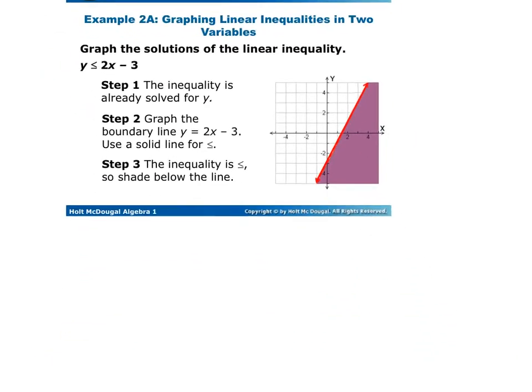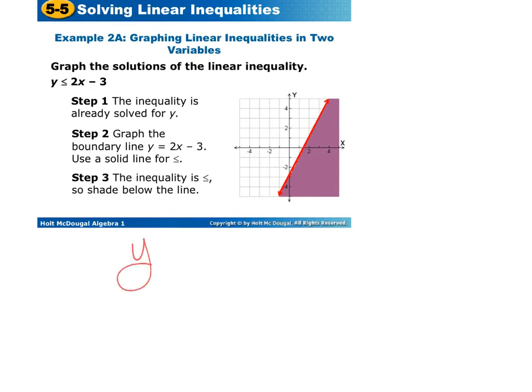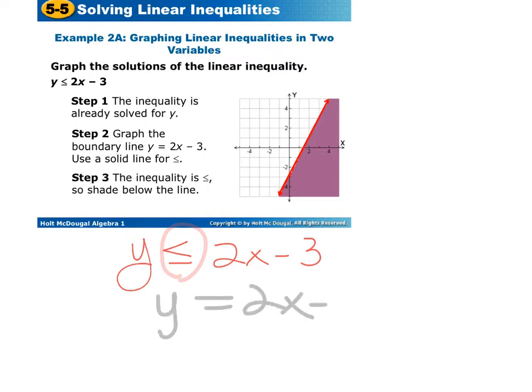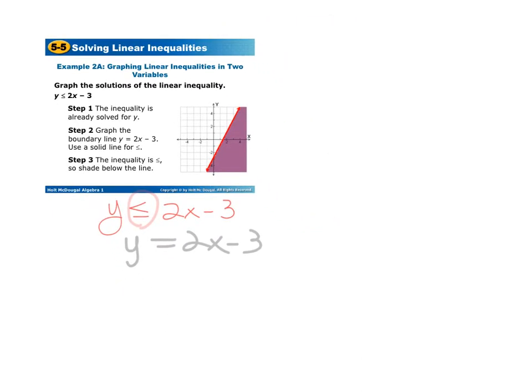All right, so here's our first example. We have y less than or equal to 2x minus 3. Is it in slope-intercept form? Is y by itself? Yes, it is. All right, next what we're going to do is we're going to take out the inequality symbol, and then we're going to make it an equal sign so we can graph a boundary line. Everybody with me so far? Okay, so now I'm going to graph this line.